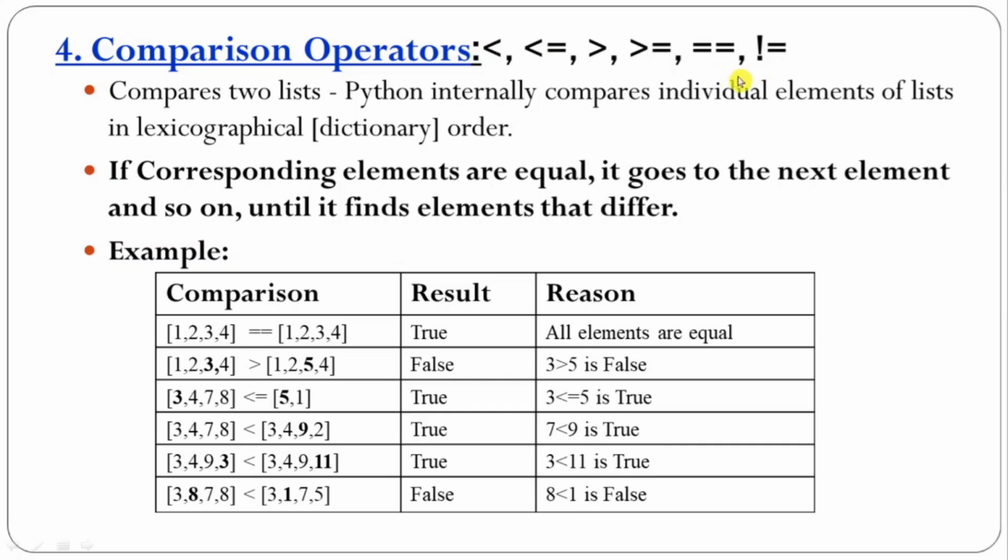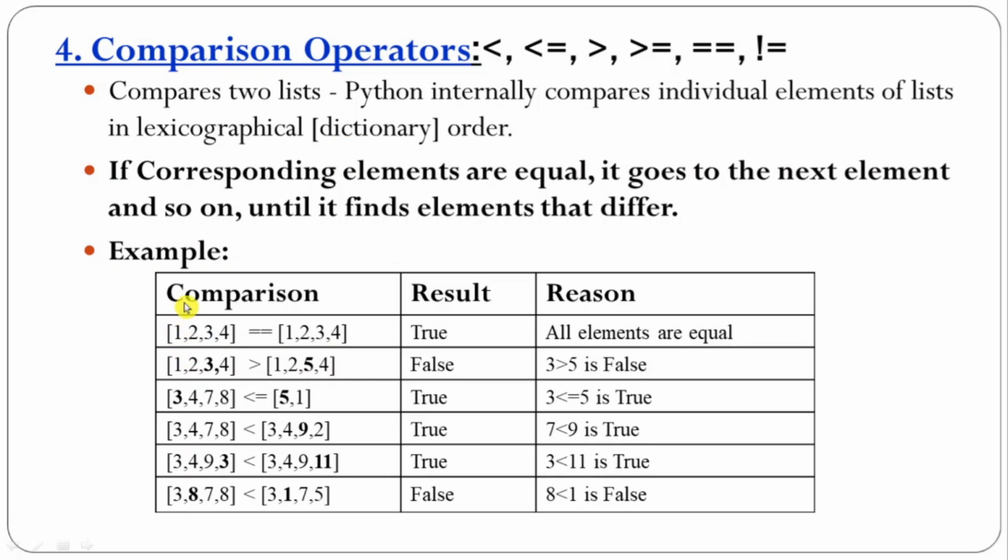The fourth operator is the comparison operators: less than or equal to, greater than or equal to and not equal to. They are used to compare two lists and return either true or false. The comparison operators work on lists in a different manner. They compare individual elements of the list in lexicographical order, the order in which words are stored in a dictionary.